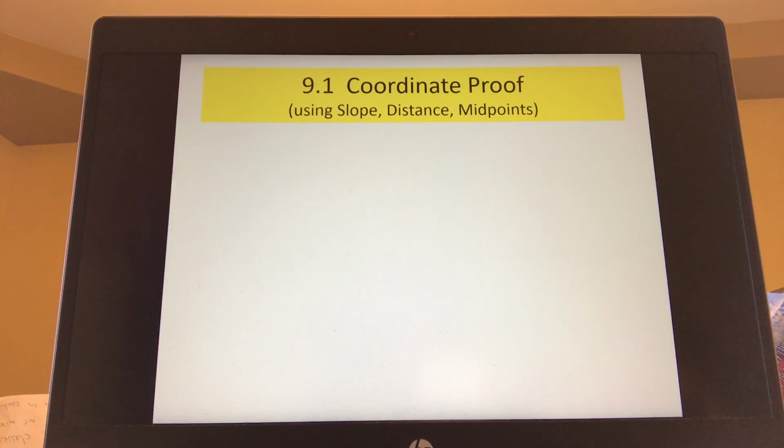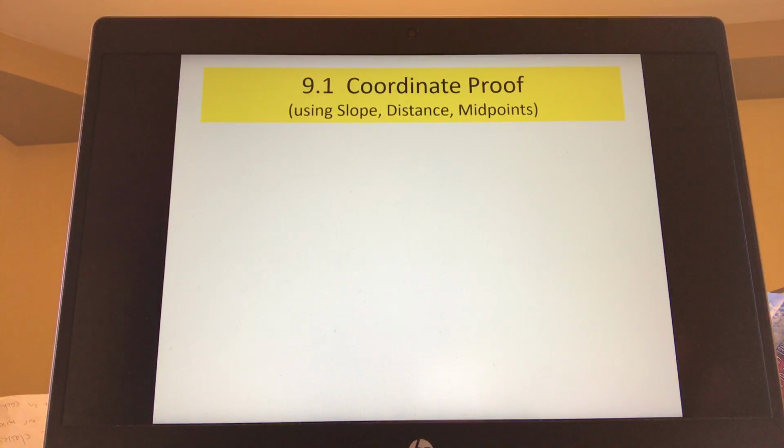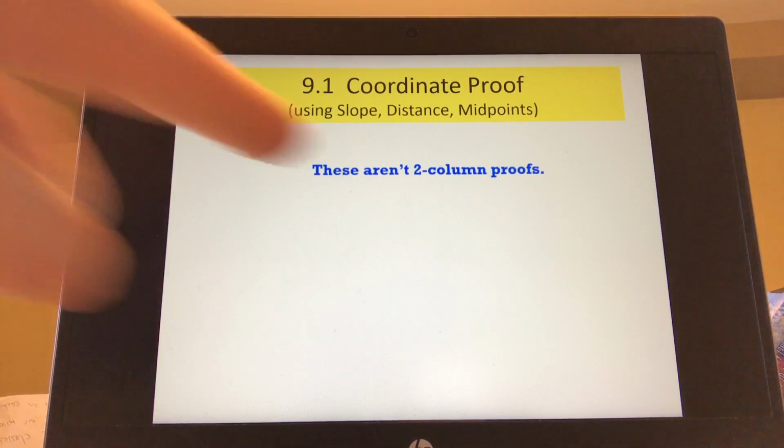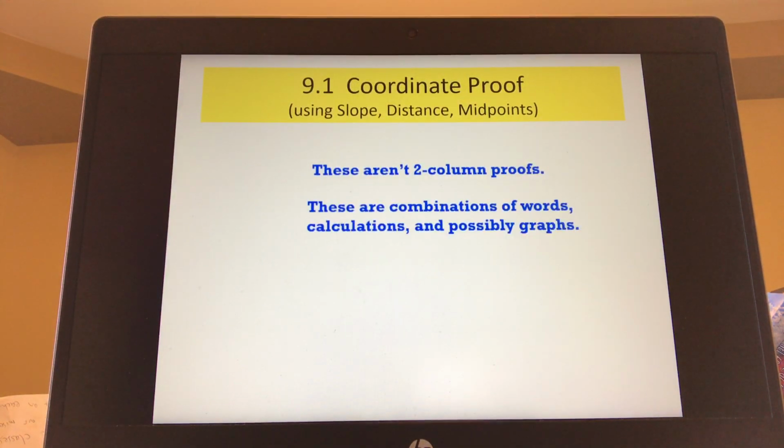Unit 9 is going to have these shapes on graphs, essentially. Doing things with slope, doing things with the distance formula, doing things with midpoints. These are not 2-column proofs. I'm going to use the word proof, but the expectation is you're not doing a 2-column proof with statements and reasons on the other side. Generally speaking, you could do them that way, but I'm not going to show them that way.